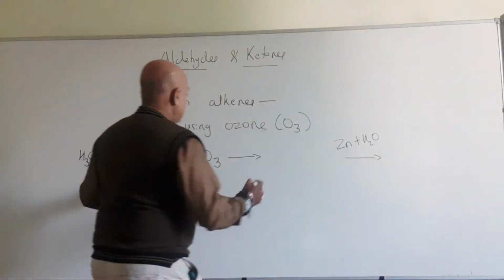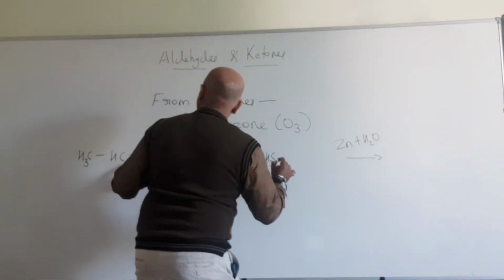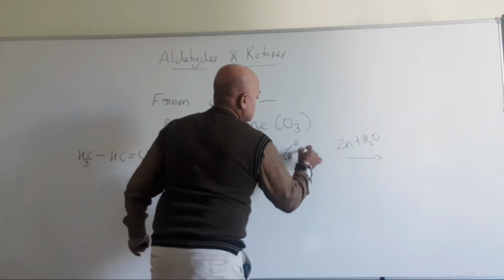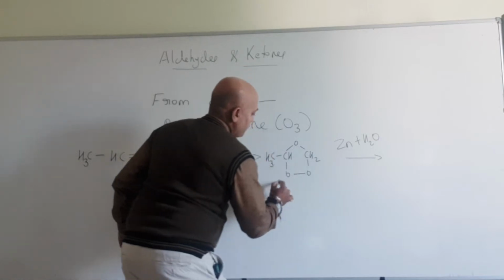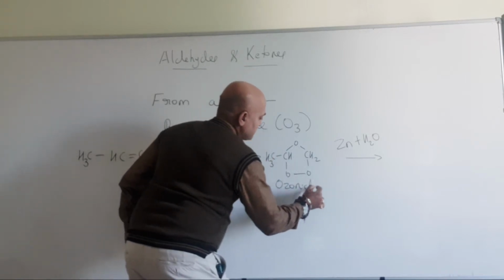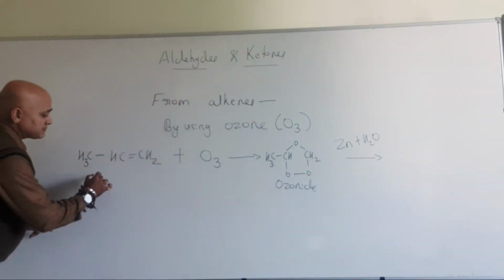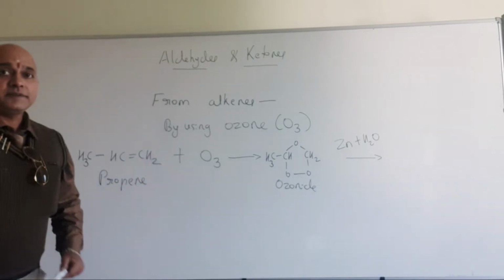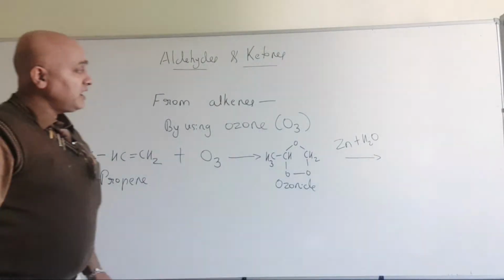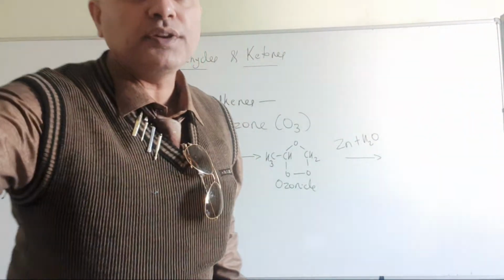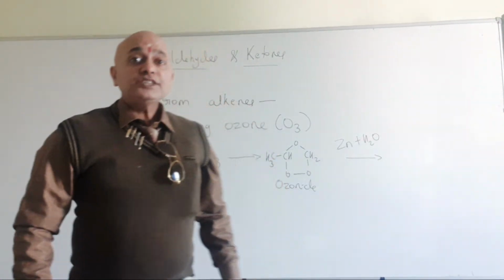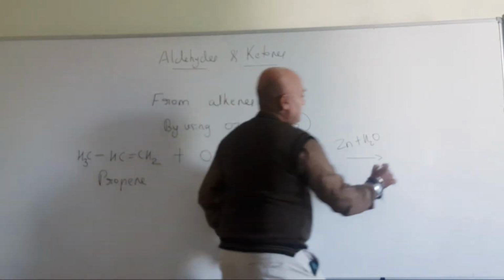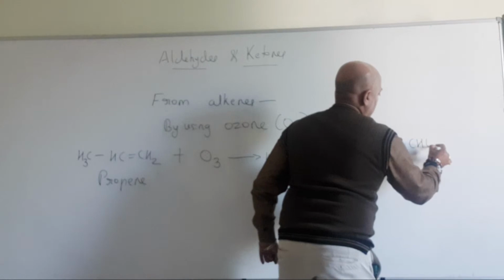Yes, Arpit. Okay, so that's where we have CH3, CH, CH2, oxygen, oxygen, and once again ozonoid has been formed. Which is this molecule? This molecule is nothing but propene. Okay? So ozonoid formation. Now, as Arpit has told, naturally one of the products will be formaldehyde.